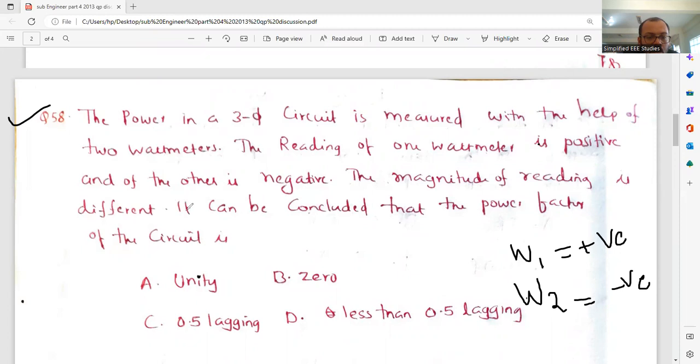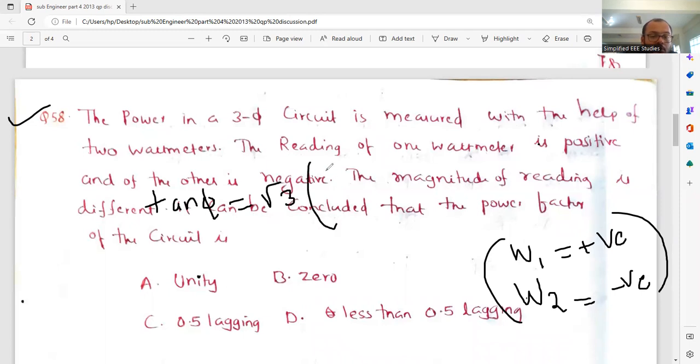It can be concluded that, by checking the wattmeter reading, you can predict the power factor. It can be concluded that the power factor of the circuit is, which is the right answer. So before solving this, I would like to tell you 2 equations. You can note down one equation: tan phi is equal to square root of 3 into (W2 minus W1) divided by (W1 plus W2). This equation you have to keep in your mind. This is a very important equation.